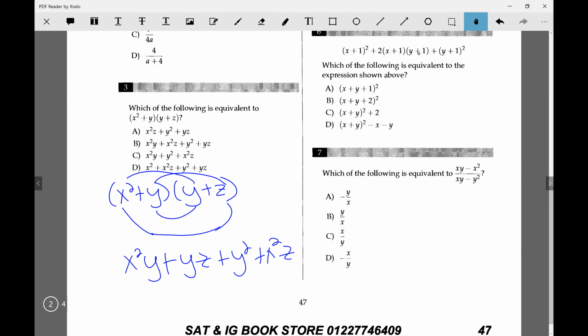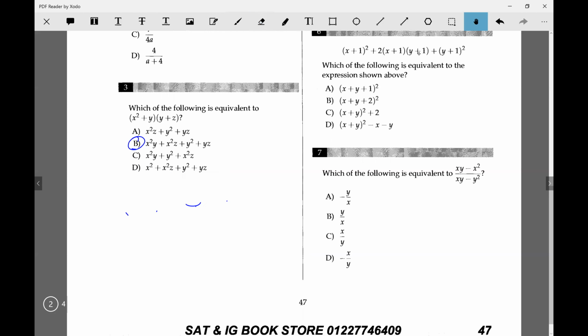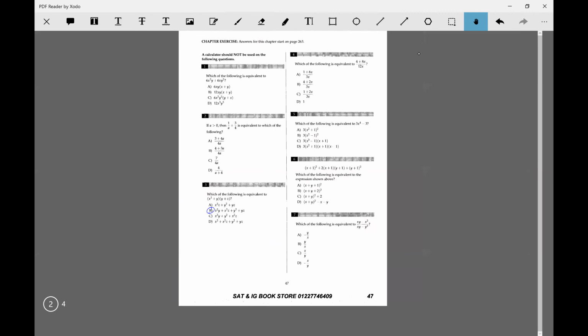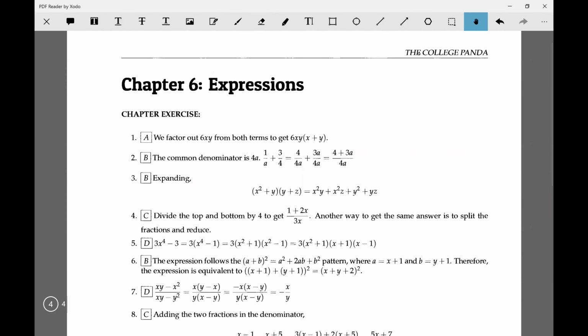And if you see for answer choice B, it's x squared times y, that's the first one, x squared times z, that's the last one, y squared here, and y times z, that's this one right here. So yes, that works. Answer choice B is the answer if you did the FOIL properly. If you wanted to check your answer, you can look at the very end, and you see number 3 is B, and it gives you a quick explanation too if you need help on it.